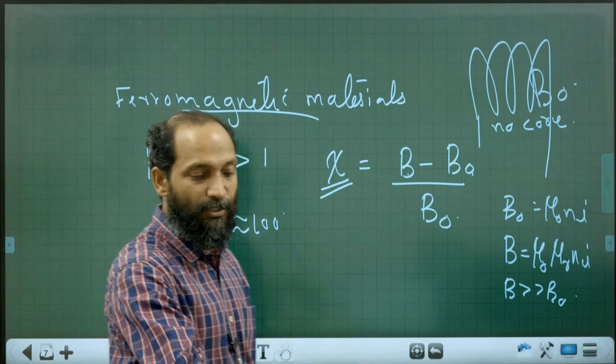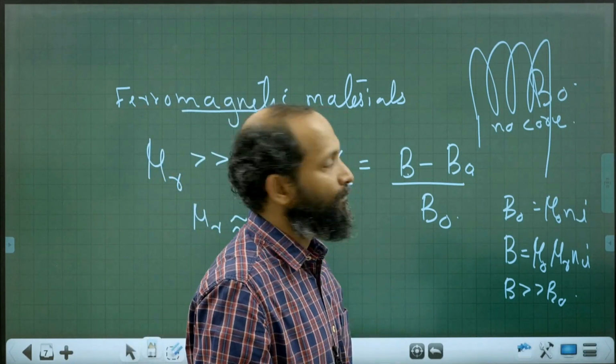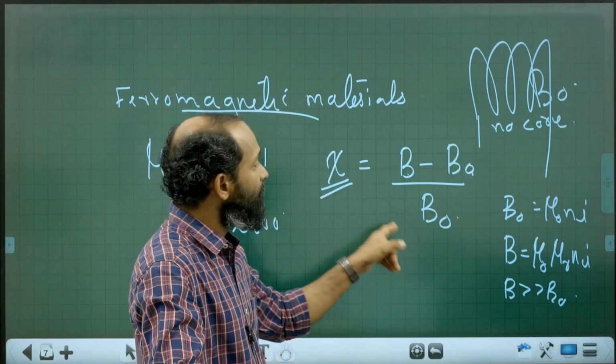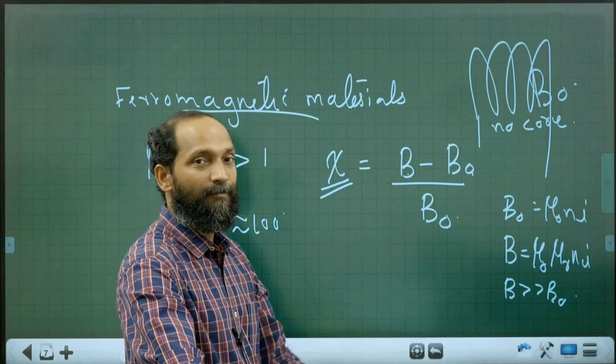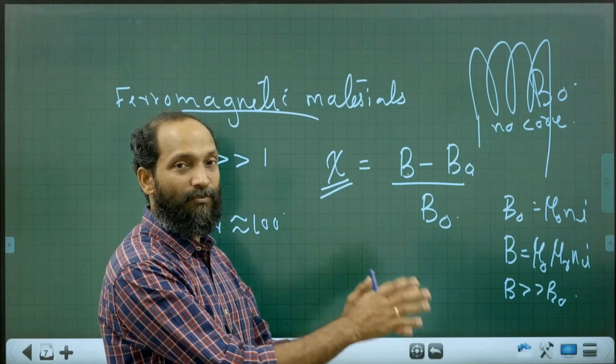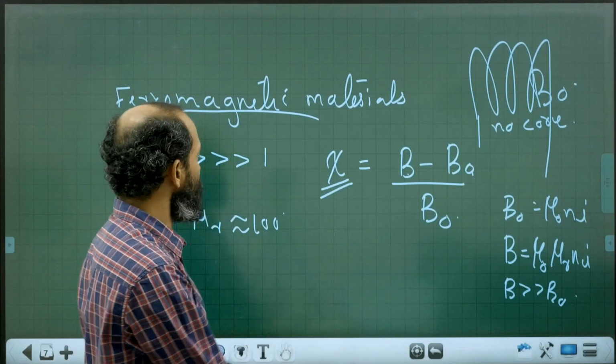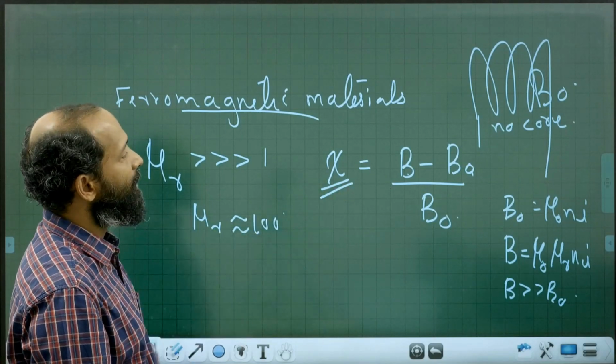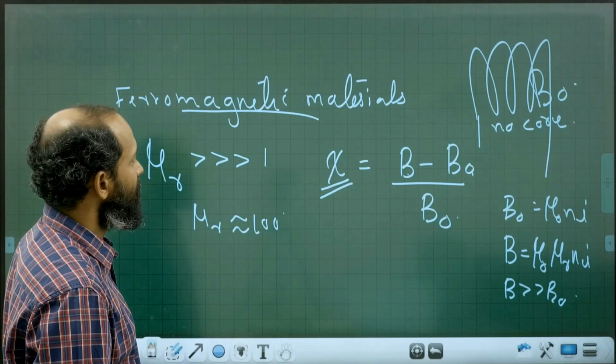In the 2022 mains paper, this question was asked. The value of B minus B0 by B0 was given, and the question was what is susceptibility. That question was the same as the answer, both sides. So susceptibility, magnetic susceptibility. This formula is important.